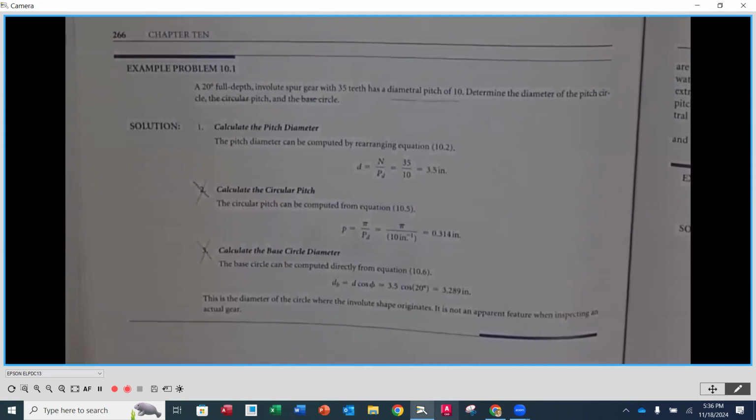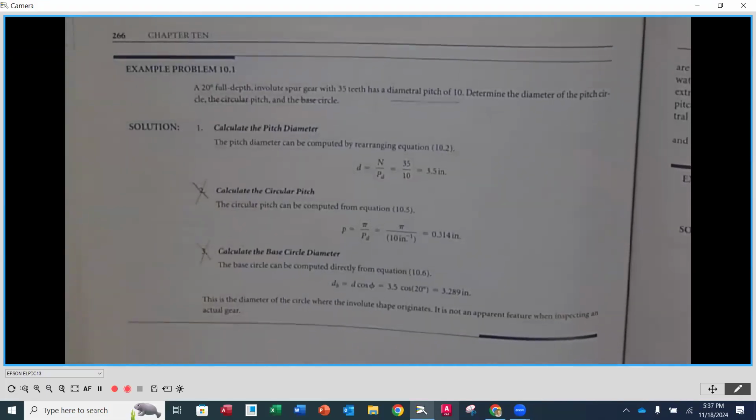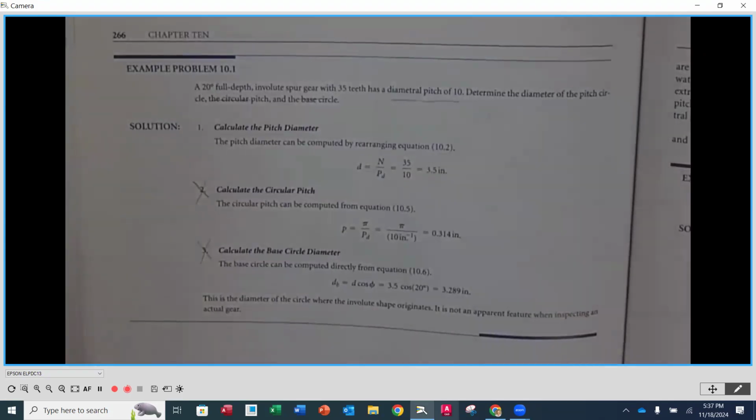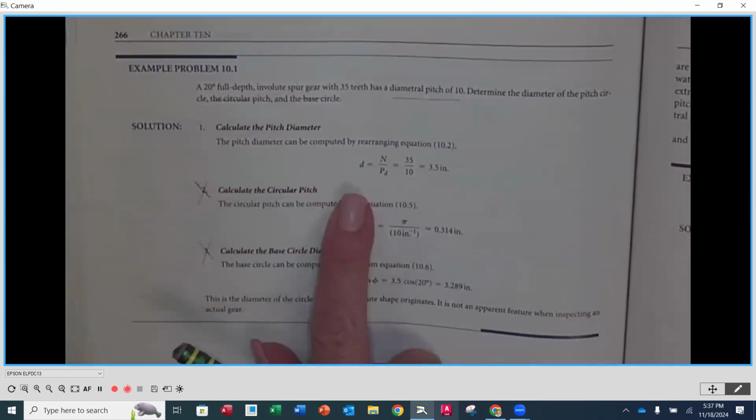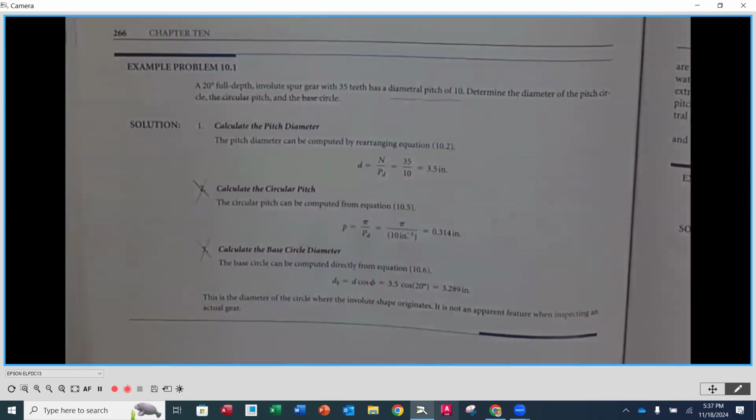Back in the day, before CAD systems that automatically generate the teeth on a gear, we used to have to manually calculate this stuff for our designs, but it's really no longer required. So we're going to stop short of those two because it's really not going to come in handy for the next steps in the design process anyway. So we will focus on just determining the pitch diameter.